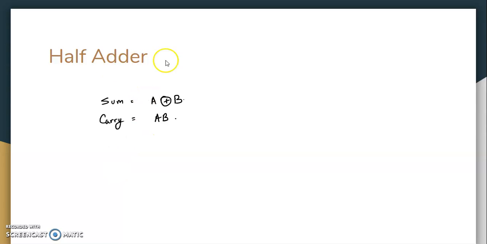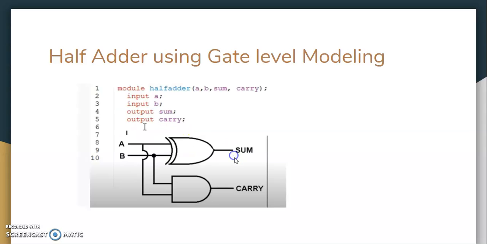Now let us take the case of a half adder, where the sum is equal to A XOR B and the carry is equal to A AND B. This is something we already know. Okay, I have to use gate level modeling for this. Let's start with the keyword module. As we all know, module. The name of the module is half adder, and the ports are A, B, sum, carry. Inputs A and B are declared, output sum and carry are declared, and the expected gate level circuit looks like this because sum is equal to A XOR B and carry is equal to A AND B.